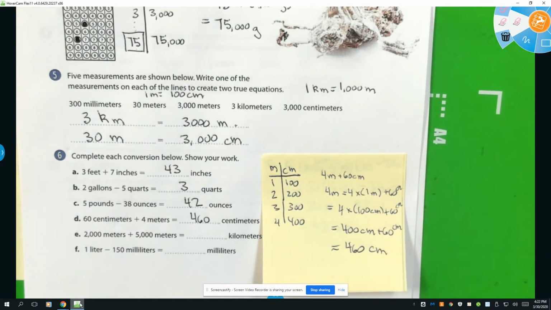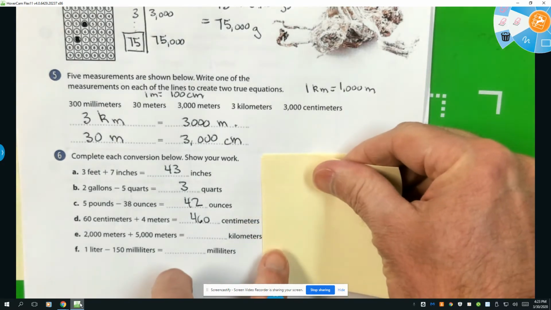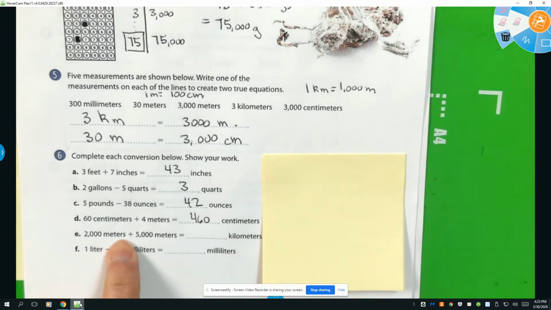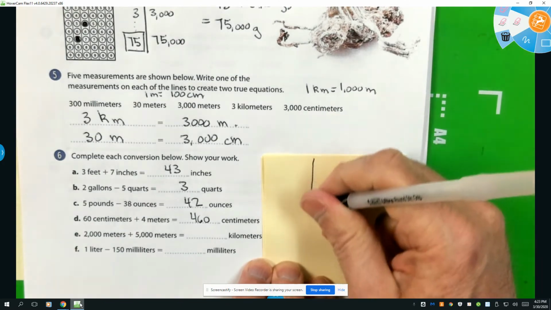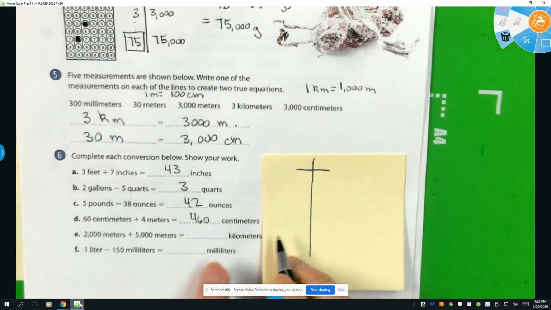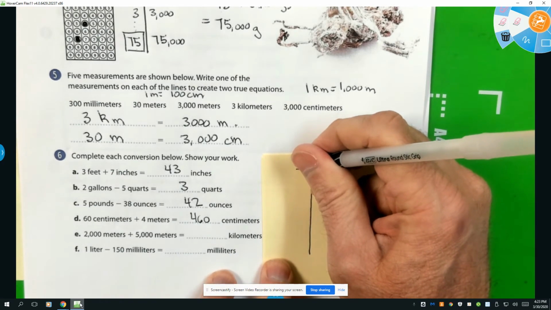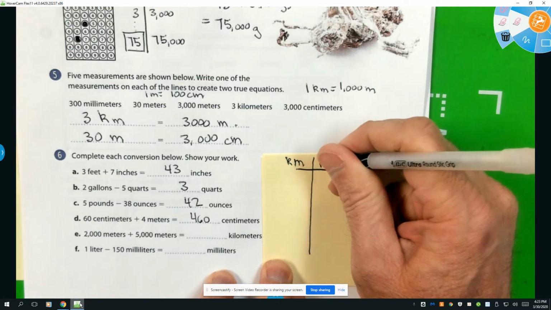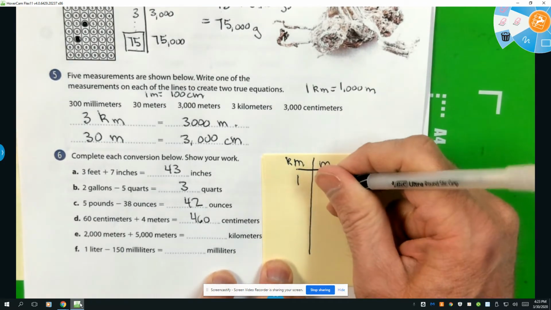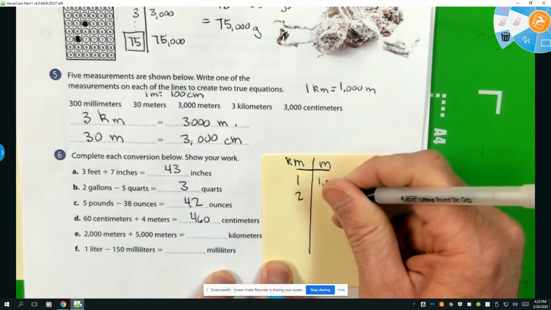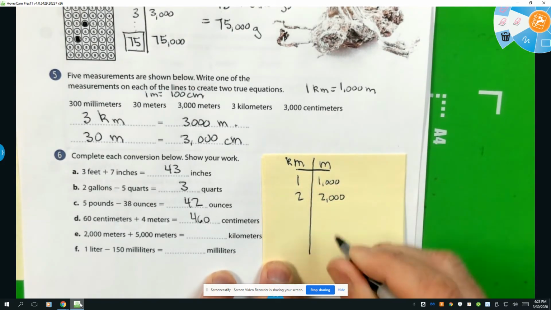Okay, 2,000 meters plus 5,000 meters equals how many kilometers? All right, dealing with kilometers, I don't even need to do anything with the conversion chart on this one. I'm going to do a simple table because tables sometimes are simple and they are easy. So let's do the meters to kilometers conversion. So here is kilometers, and here's meters. 1 kilometer, 1,000 meters. 2 kilometers, 2,000 meters.